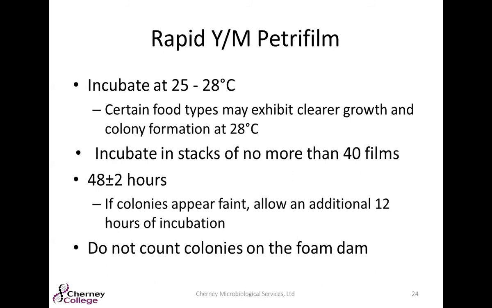So it's recommended that you incubate your yeast and mold Petrifilm at 25 to 28 degrees C. We typically stick to the 25 degrees C, although there are certain food types that may exhibit better growth and colony formation at 28 degrees C. It's recommended that you incubate stacks no more than 40 films for yeast and mold Petrifilm, and the minimum incubation is going to be 48 hours plus or minus 2 hours.